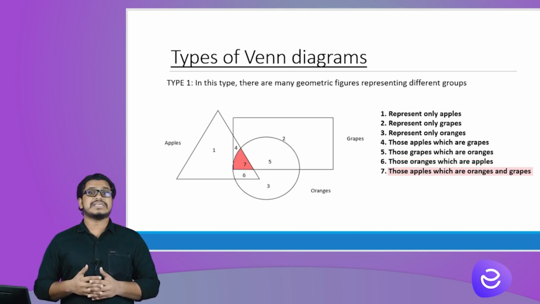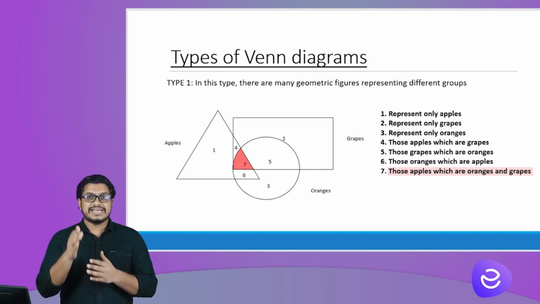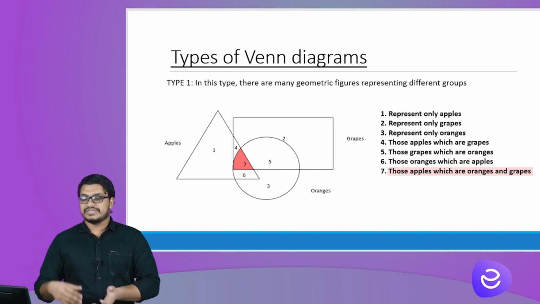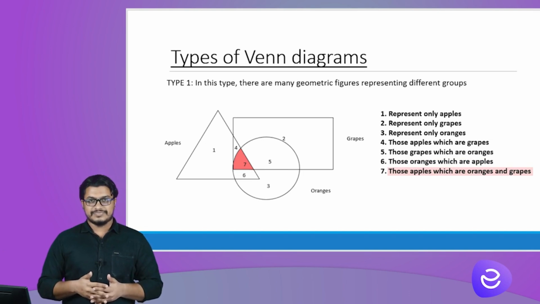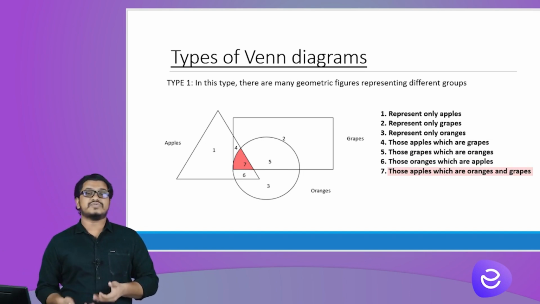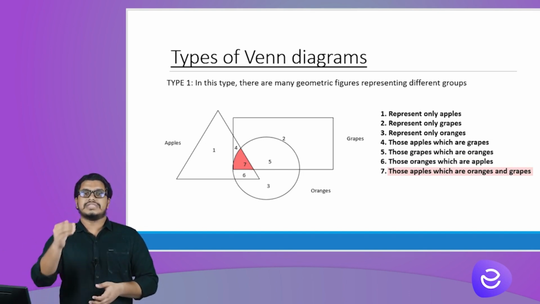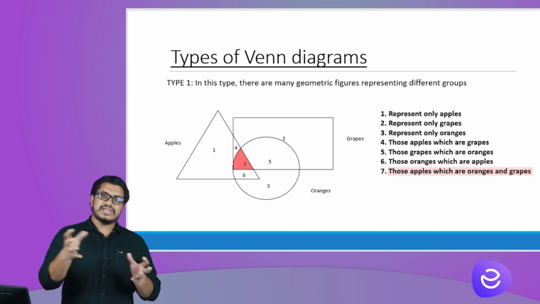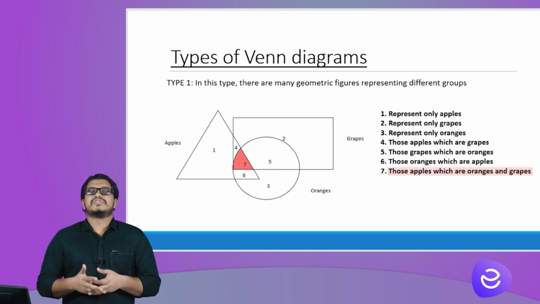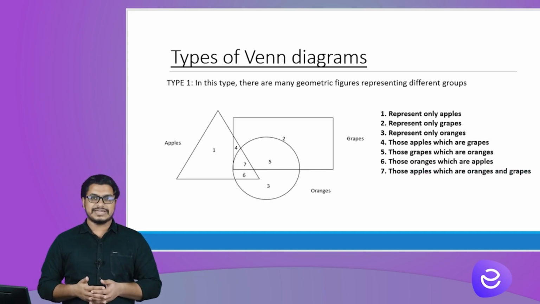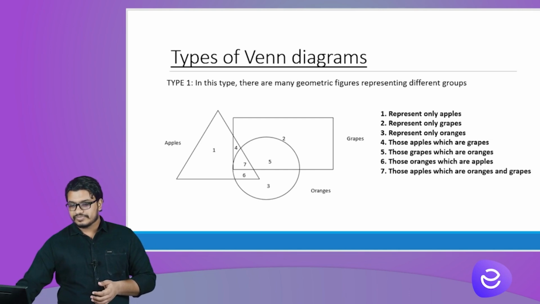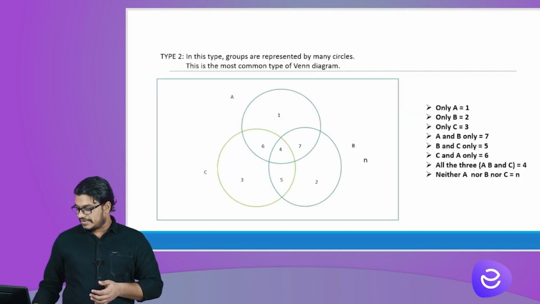You can see for instance the number 7. Okay, so 7 includes the triangle, the rectangle as well as the circle. So you can see on the screen those apples which are oranges and grapes. So the number 7 includes apples as well as oranges as well as grapes. So this is how you do a Venn diagram. And the next type of Venn diagram is a circle type. So here we have type 2.